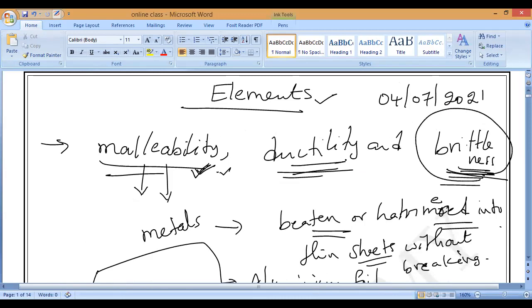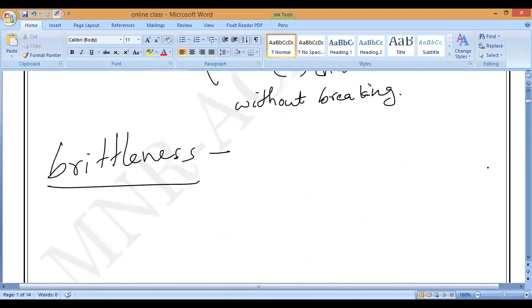So malleability and ductility means what? Without breaking. Is it yes or no? Without breaking. Now, brittleness means if you hammered, then it will be breaking easily. That substance is called brittleness. Please all of you write it.